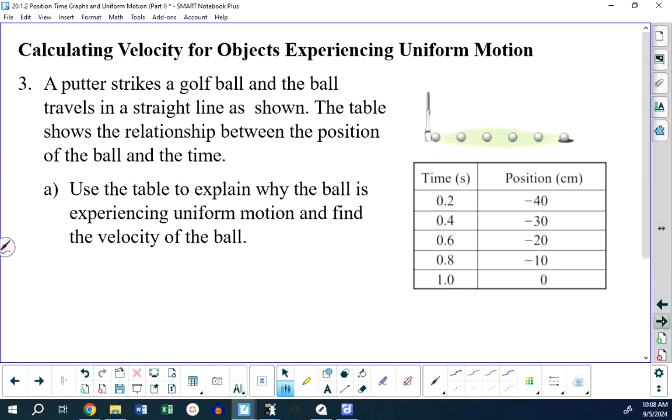I won't show that to you. If you saw some discrepancy here, like these distances were getting closer together, or these positions were getting closer together, then that would tell you that there is non-uniform motion. So because of this regular spacing in the table, it's uniform motion.